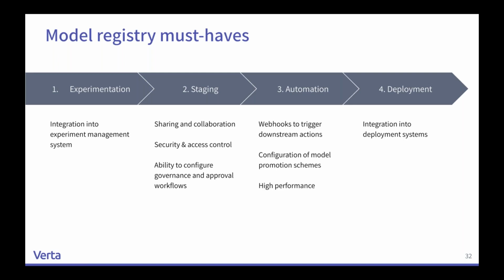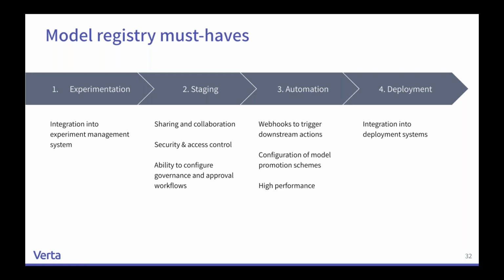And then finally, we have deployment. Model registry is a crucial step to enable deployment. And so a model registry should have good hooks into deployment systems, whether you want to deploy it to SageMaker, you want to Dockerize it, run it on your own system, whatever it might be.